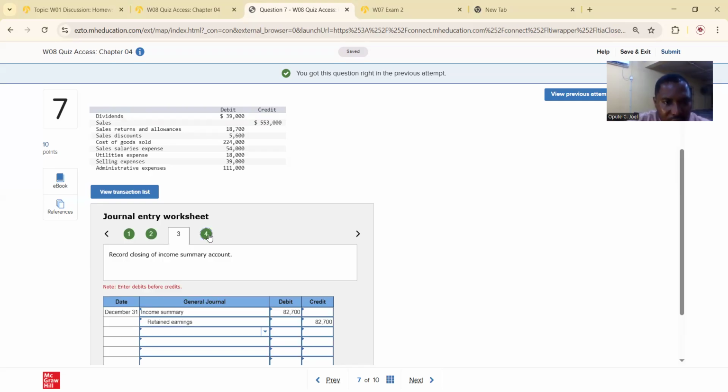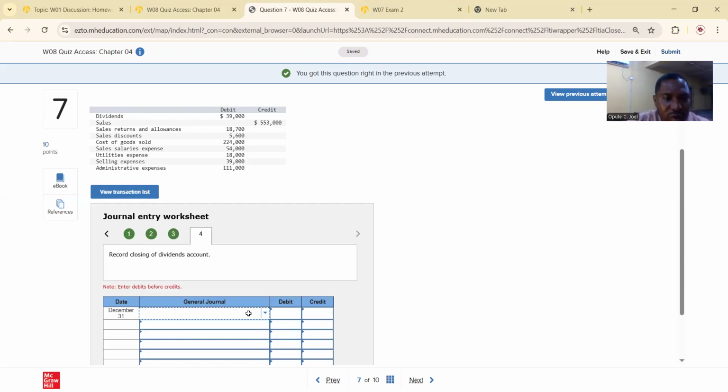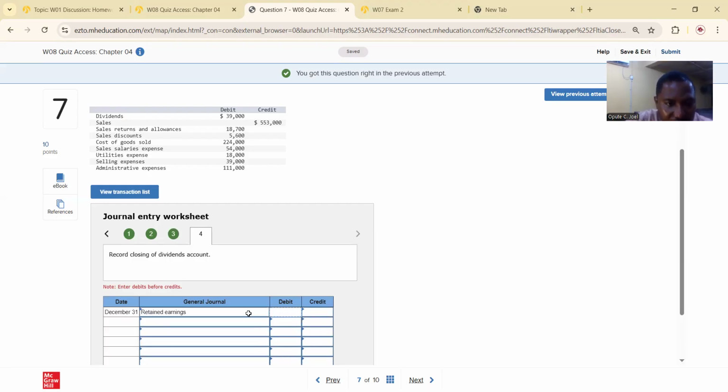And the next one that we are required to close is the dividend account. So like we know, the dividend account is an equity account that increases in the debit side. And so because it increases in the debit side, for me to be able to close it, I will have to credit it. But I will close it with the retained earnings account. So I'll do that by debiting the retained earnings account with the amount of the dividend account.